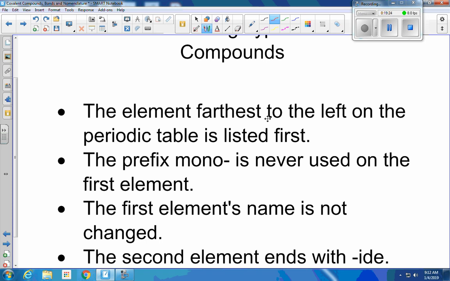Now, the element farthest to the left on the periodic table is always listed first. So typically, hydrogen is going to be listed first whenever it appears. So the one that's to the left is always listed first.